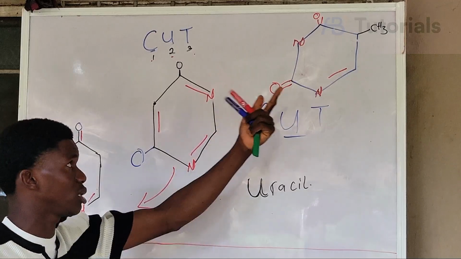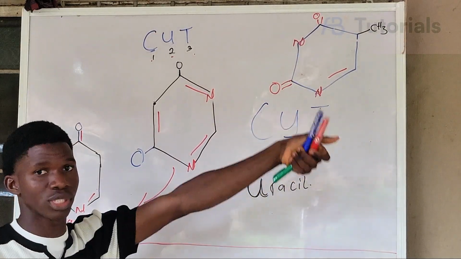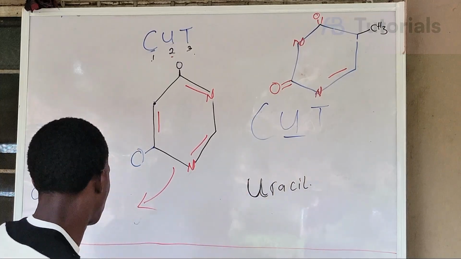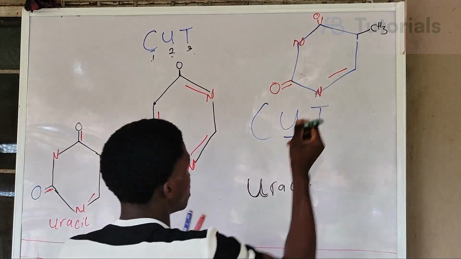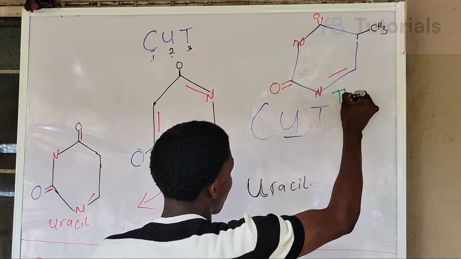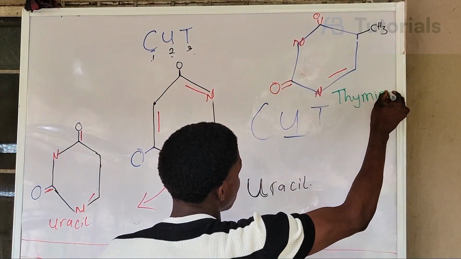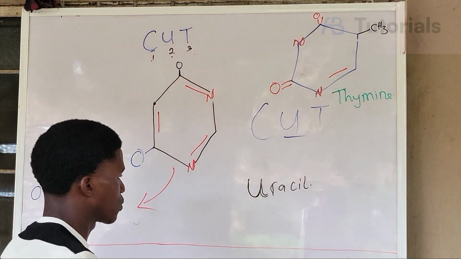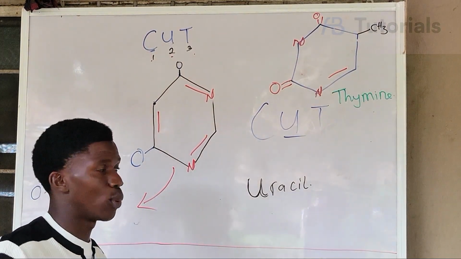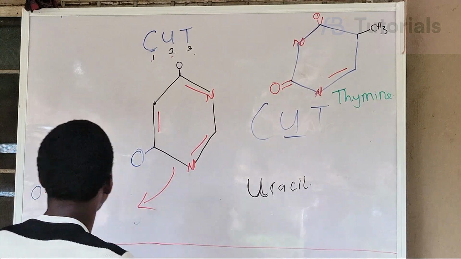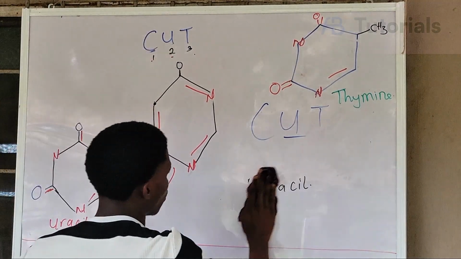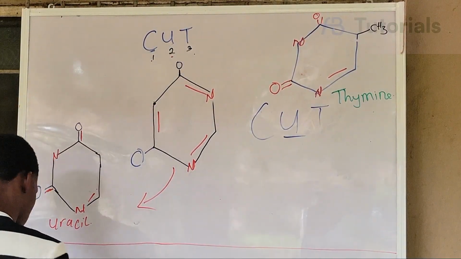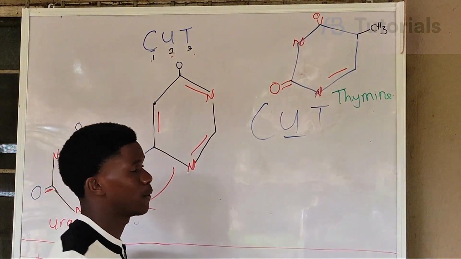So your thymine is just a uracil with a methyl group, and I hope you understand that. So now let me write it. This is uracil. This is thymine. This is one of our nitrogenous bases, I mean under the pyrimidine. So the next one is the structure of our cytosine. How do we draw the structure of cytosine? Cytosine, very simple.